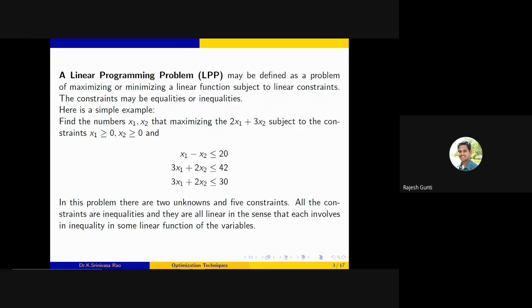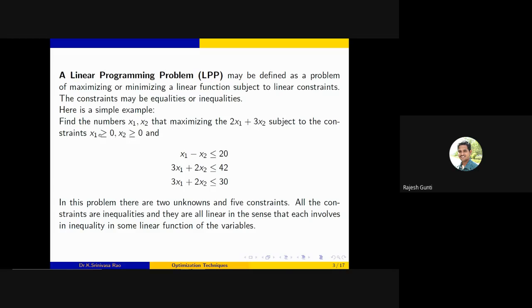you take this problem, find the numbers x1 and x2 that maximize 2x1 plus 3x2 subject to the constraints x1 greater than or equal to 0, x2 greater than or equal to 0, and 3 less than or equal to constraints. In this problem, there are two unknowns and 5 constraints: 1, 2, 3, 4, 5.